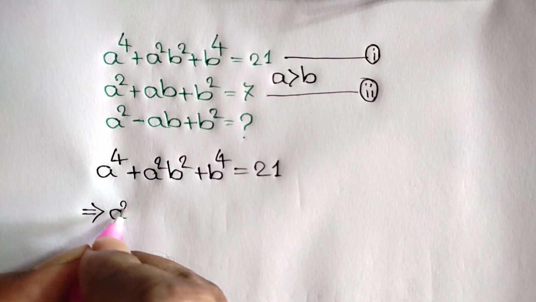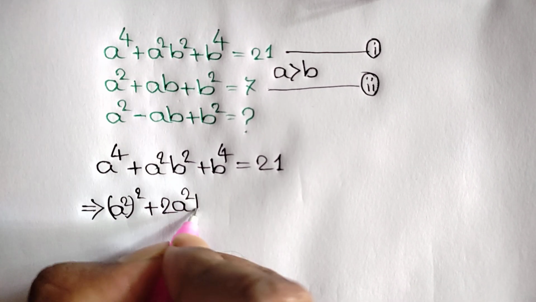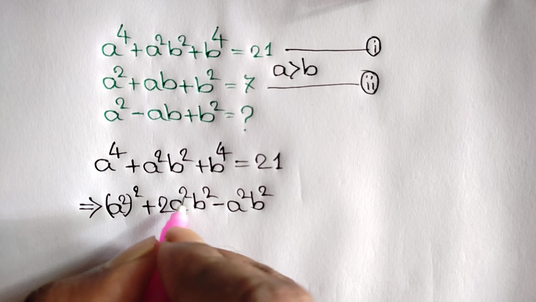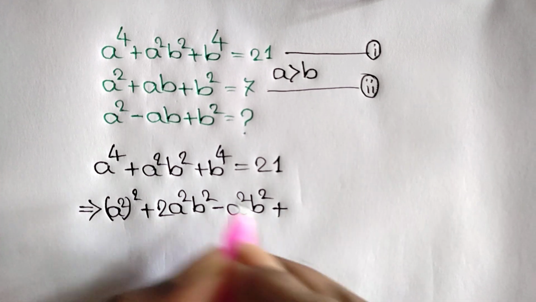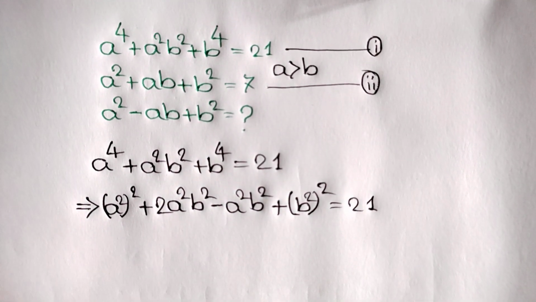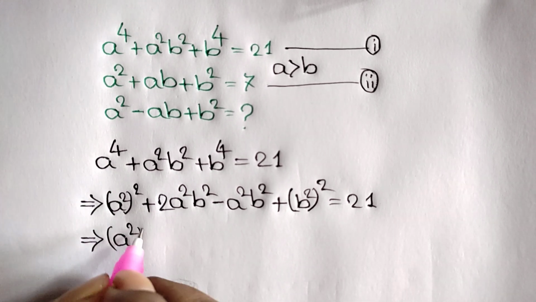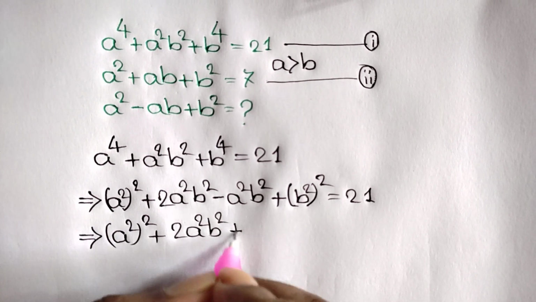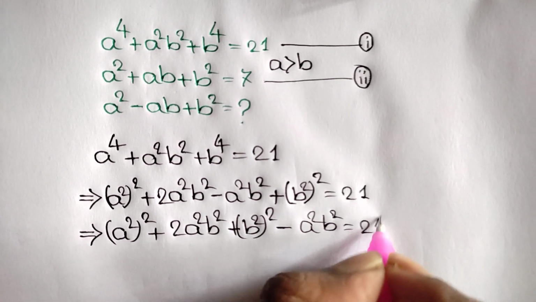or a to the power 4 can be written as a square whole square, and here we can write plus 2 times a square b square minus a square b square, which is equal to a square b square, plus b to the power 4 can be written as b square whole square is equal to 21, or rearranging the left side we can write a square whole square plus 2 times a square b square plus b square whole square minus a square b square is equal to 21.